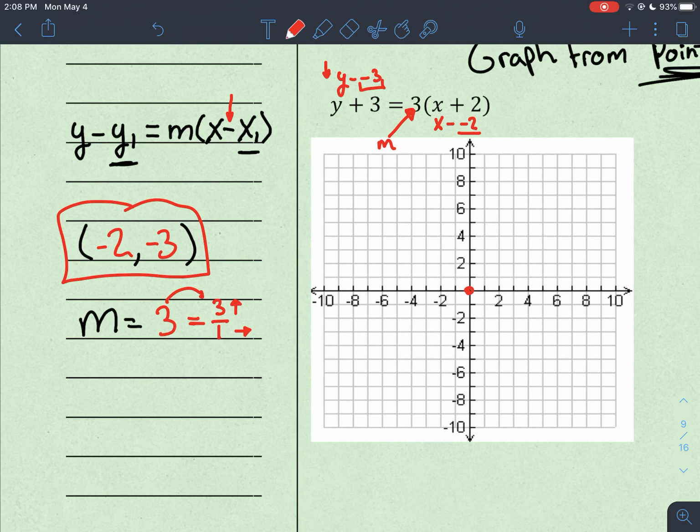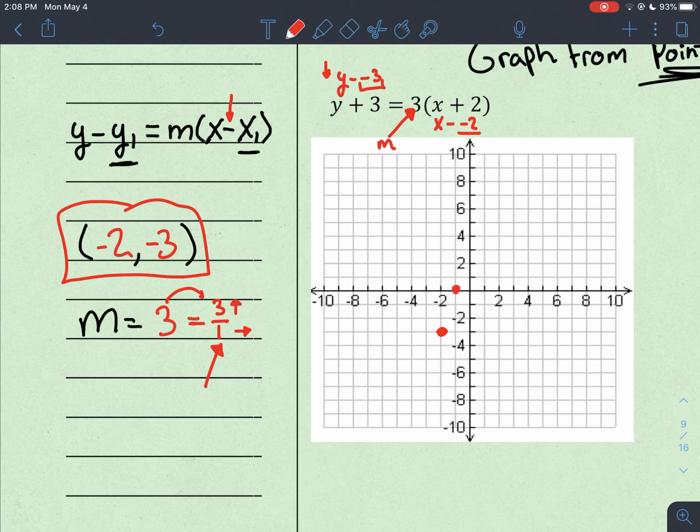So the point, if we're starting in the middle here, if the point is negative 2, negative 3, we're going to go to negative 2, and we're going to go down to negative 3. So we're going to start right there. That is our starting point. We're going to navigate using this information right here. So we're going to go up 3, 1, 2, 3, and we're going to go right 1.